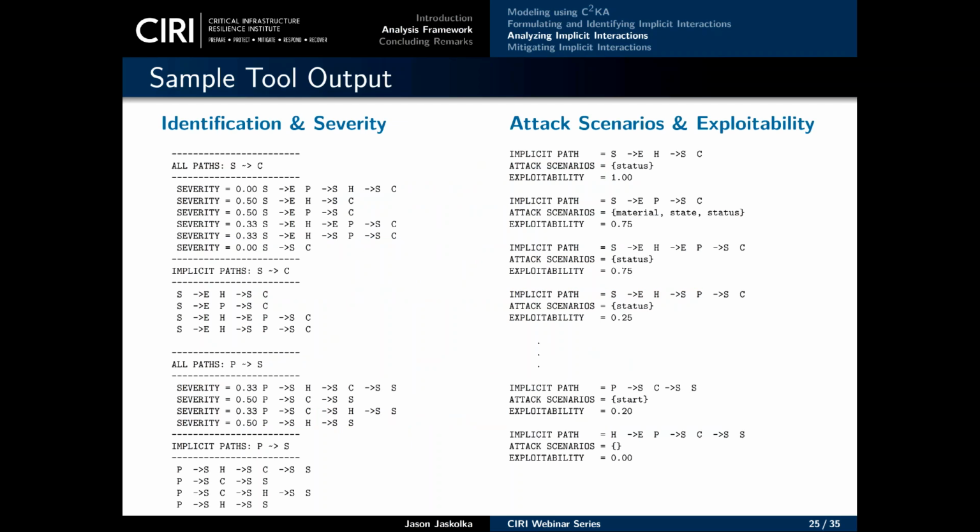So I mentioned before, we have a prototype software tool that does all of this computation for us. For the given manufacturing cell, this is just a sample of the tool output. It's giving us all the possible paths, for example, between agent S and agent C, and it's starting now to compute the severity. So this means that, for example, we have a severity of 0.5. So what this means is that this interaction here is in fact an implicit interaction, and it's shown down here as it pulls out all of these paths.